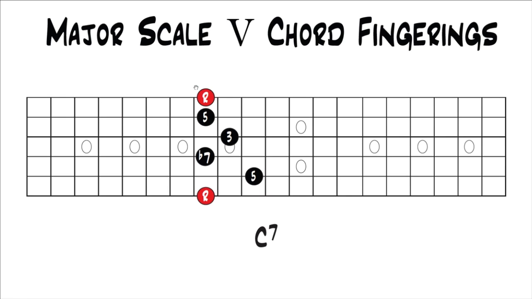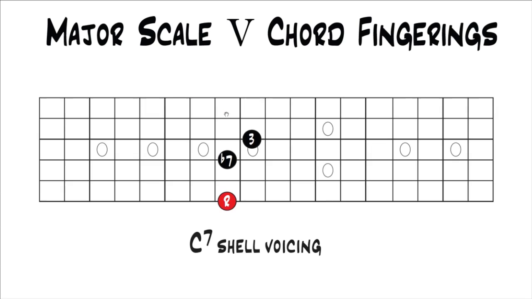Then if you were to take out the 5s and the extra root, you would end up with a C7 shell voicing, which we've already covered. And then from this C7 shell voicing, you could add the 5th in right here. And you already know this voicing because this is a drop 2 voicing. So that's a C7, that's a drop 2. And of course, then you should know that if you move the 5th up an octave, that would give you your drop 3 voicing. So that's different ways to play the C7.